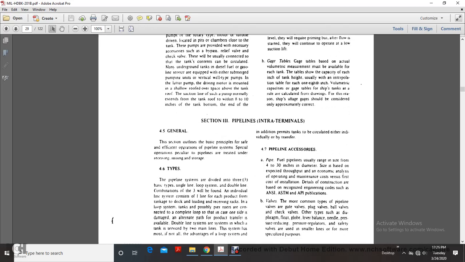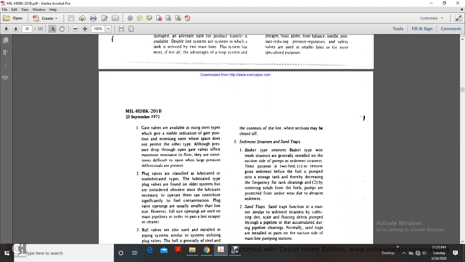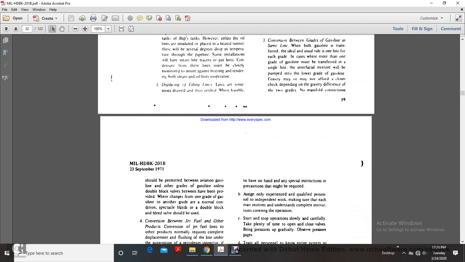approximately correct. Section 3, pipelines, interterminals, and then we're going to cut the tape there.